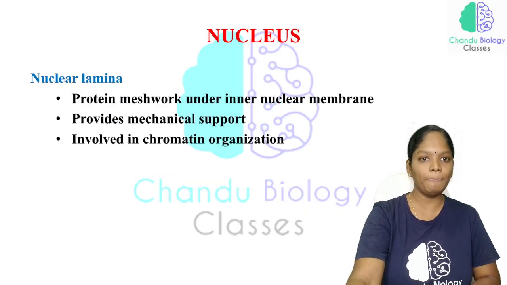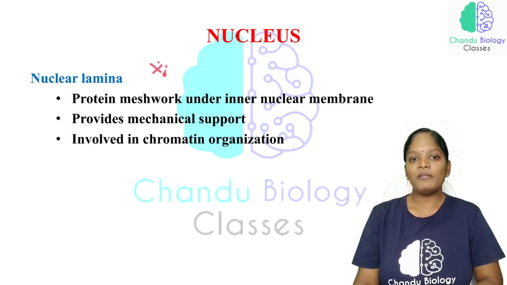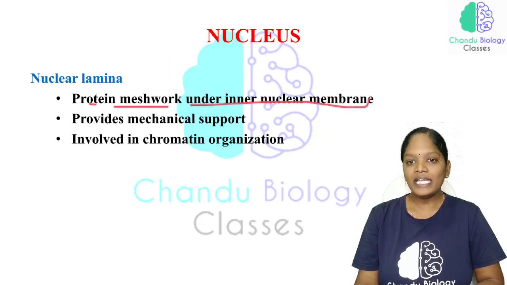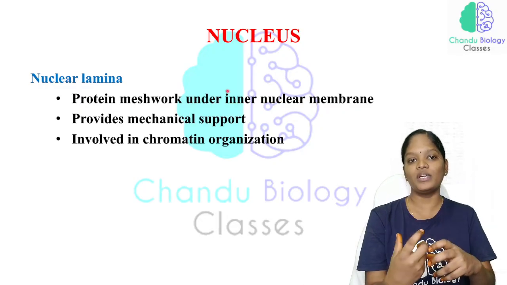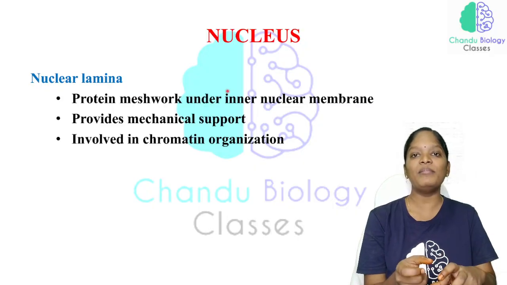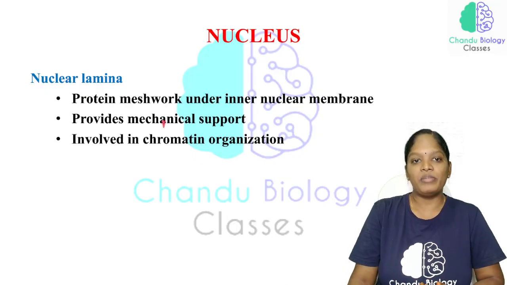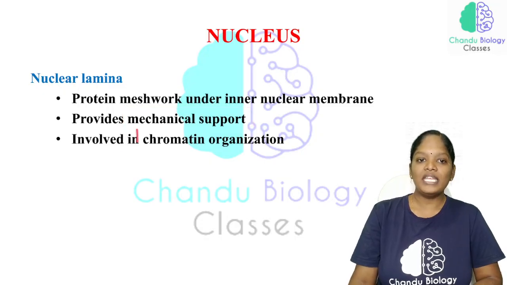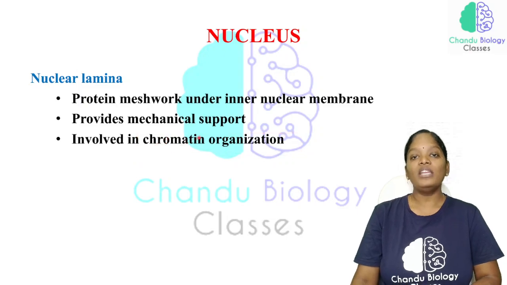Now, the nuclear lamina. What is meant by nuclear lamina? It is made up of lamin protein. It is a protein meshwork under the inner nuclear membrane, which we call the nuclear lamina as it is made up of lamin protein. What is the point of having the nuclear lamina under the inner nuclear membrane? It provides mechanical support, and it is involved in chromatin organization.